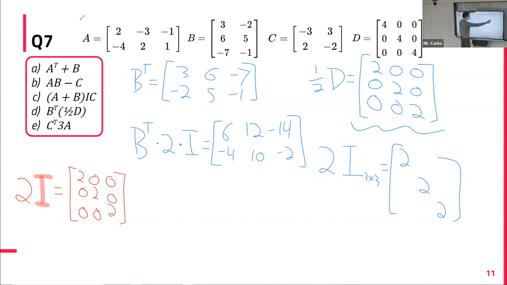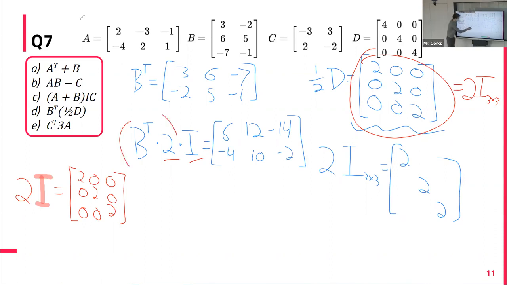So this half of D, this thing here, that's equal to 2 times I, 2 times a 3 by 3 identity matrix. So we can just split that up. So that's all we're doing here. Let's just split up the 2 in the identity matrix and then just do the 2 first.